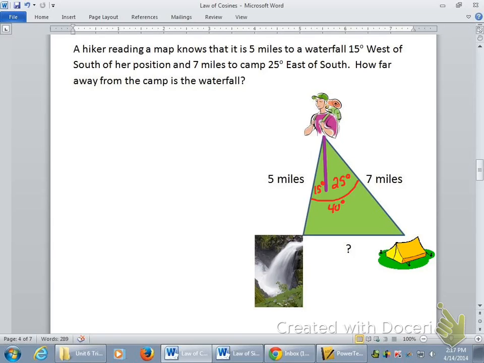All right, so my given information, once again, they've given me a side, an angle, and another side. So this is a side angle side. So this is definitely a law of cosines problem.